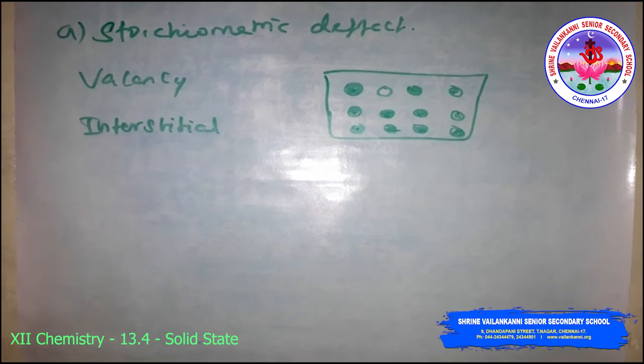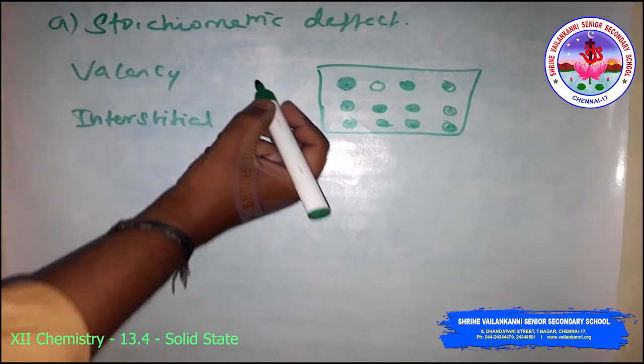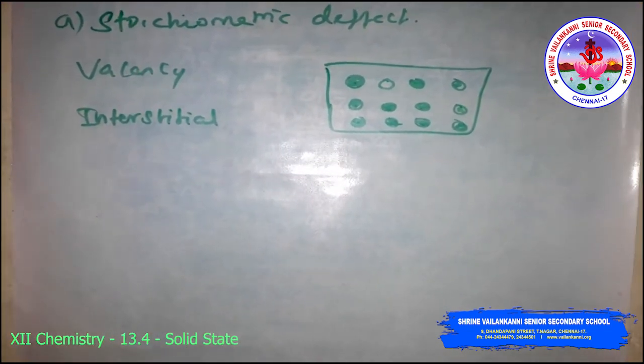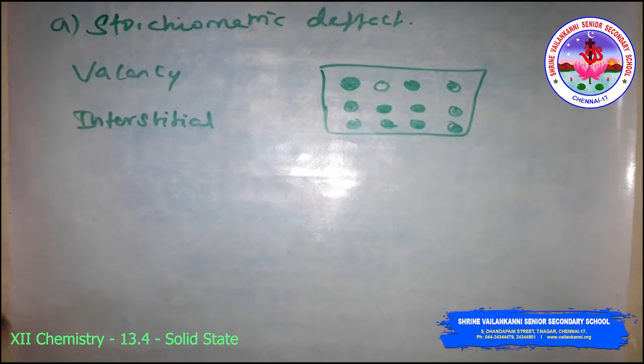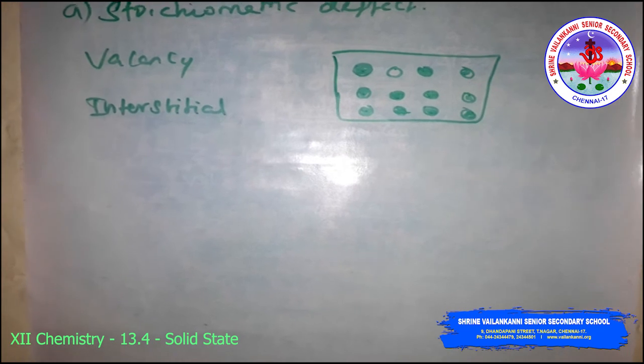With this vacancy defect, the density of the substance usually decreases. The density of the substance decreases. This is a very important point. Then this defect can also develop when a substance is heated.